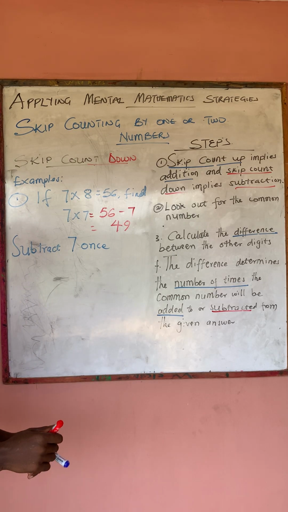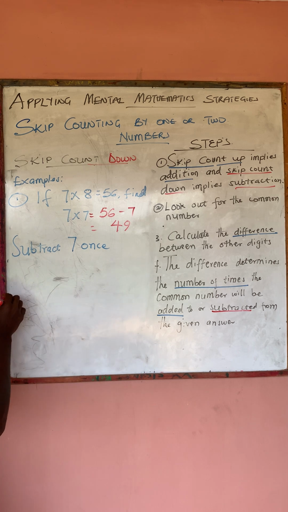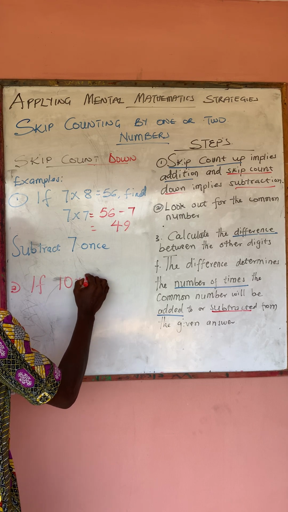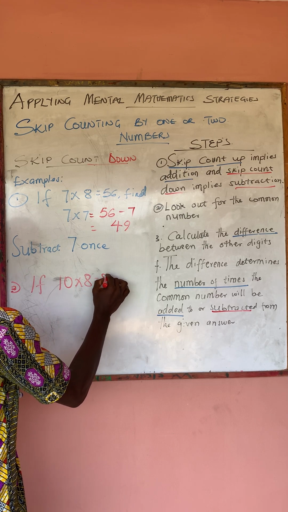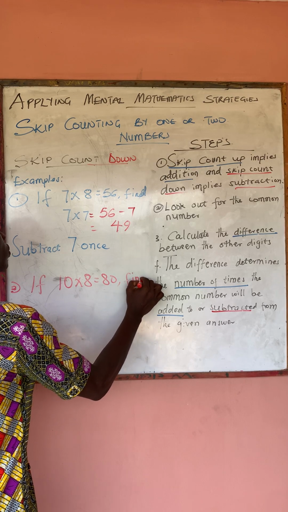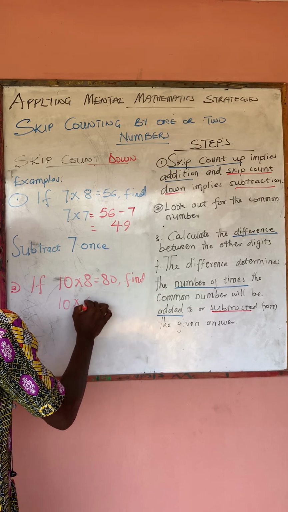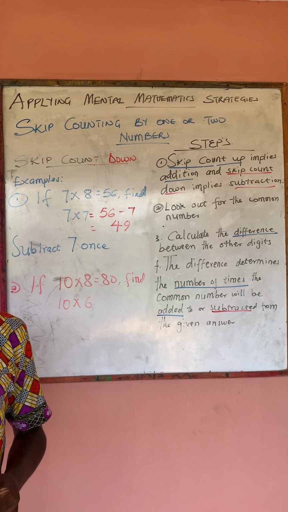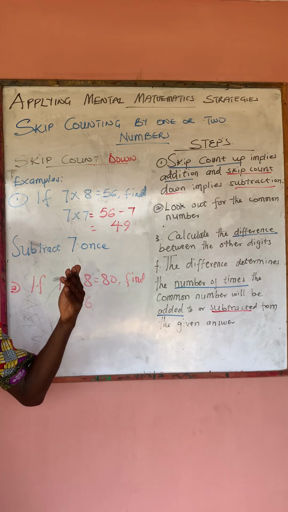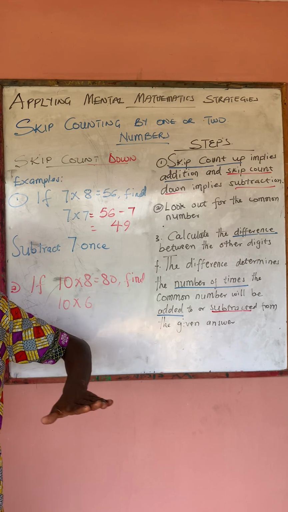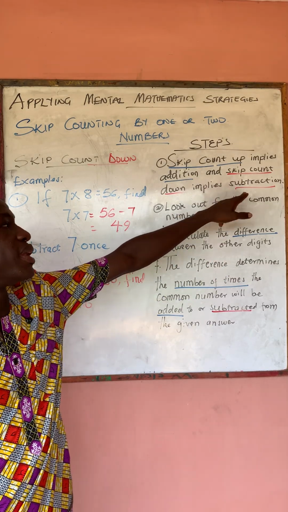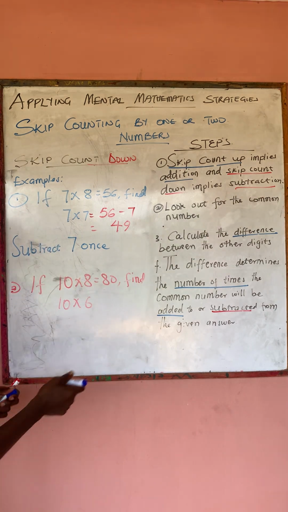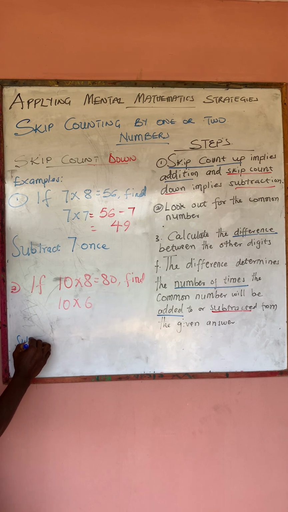Let's take the next example. Number 2. So if 10 times 8 equals 80, find 10 times 6. So I've been given 10 times 8. I'm to calculate 10 times 6, which is lesser than 8. So we're going to use skip count down. That will imply subtraction. Okay? Alright. So we are going to subtract.